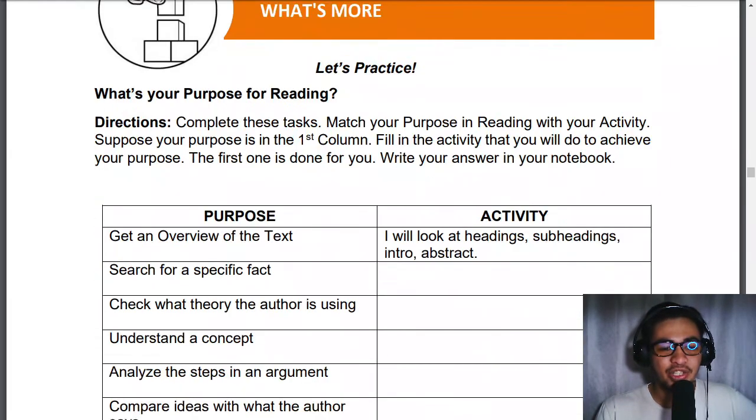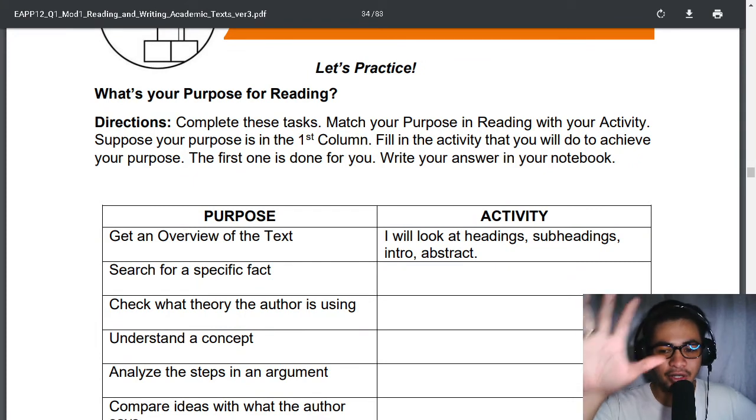Okay, so what's more? What's more is an activity. You're going to put that one in your activity notebook. So what's your purpose for reading? The direction is to complete this task. Match your purpose in reading with your activity. Suppose your purpose is in the first column. Fill in the activity that you will do to achieve your purpose. The first one is done for you. You write that one in your notebook.